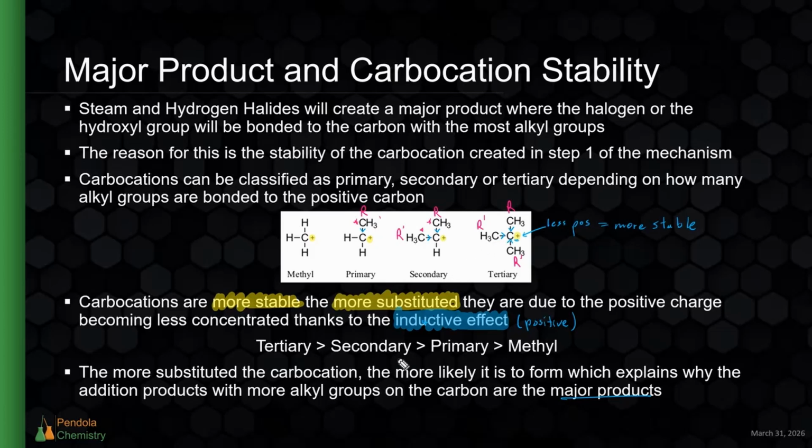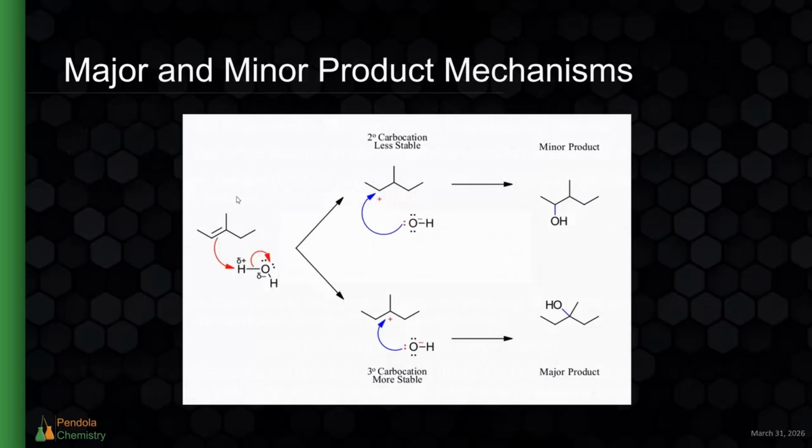So it's a comparison, right? If we have a tertiary and a secondary, the tertiary is going to get created. If we have a secondary and a primary, the secondary is going to get created. If they're both primary, then they're equally as likely to get created. So let's look at that in the actual mechanism.